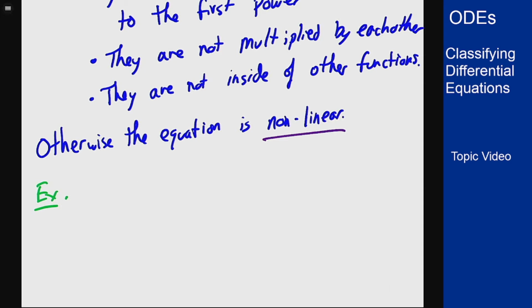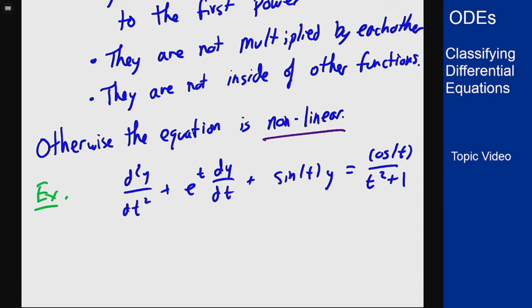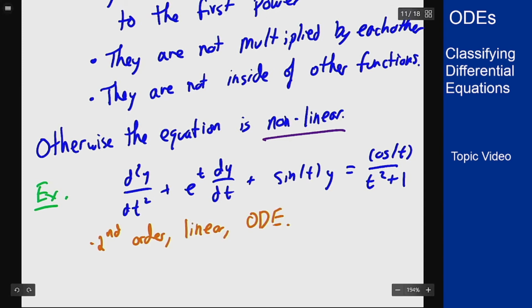Something like this. This is a second order linear ordinary differential equation. Notice that all of these linear constraints only depend on y, the unknown function, and not t. So t can be in exponentials here. That's great. t can be in trig functions. Great. In the denominator. Also great. But the unknown function y and its derivatives must all show up by themselves to the first power with nothing attached to them in terms of y.